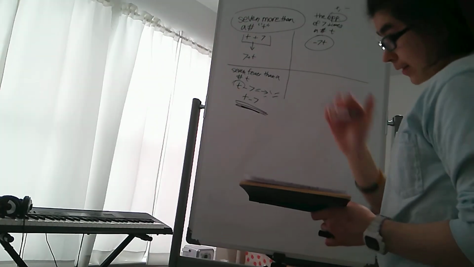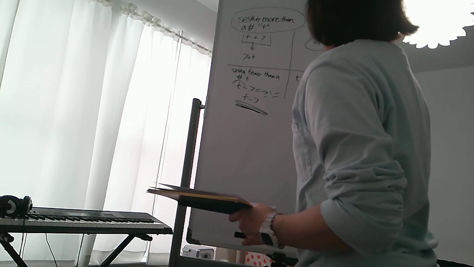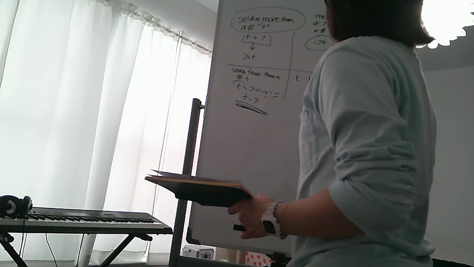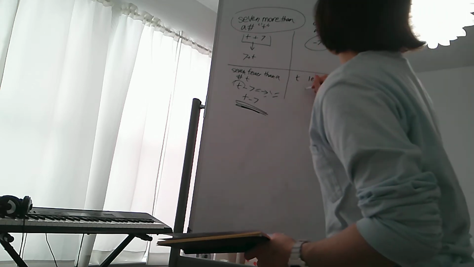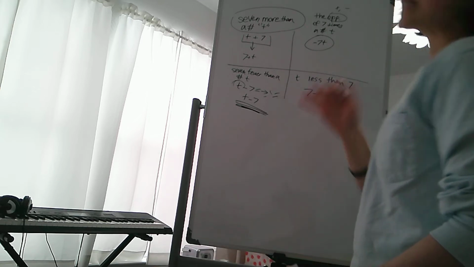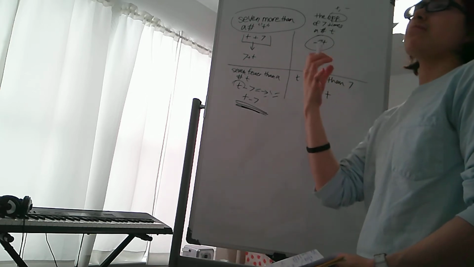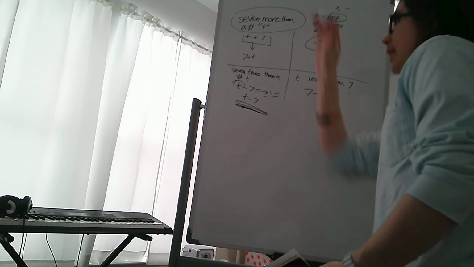All right, now on the flip side, what if you were told t less than 7? Okay, look at this, t less than 7. So that is going to be 7 minus t, because you look at it, you are subtracting t units, whatever, from 7. So you're going to start with 7, you're going to take out t.